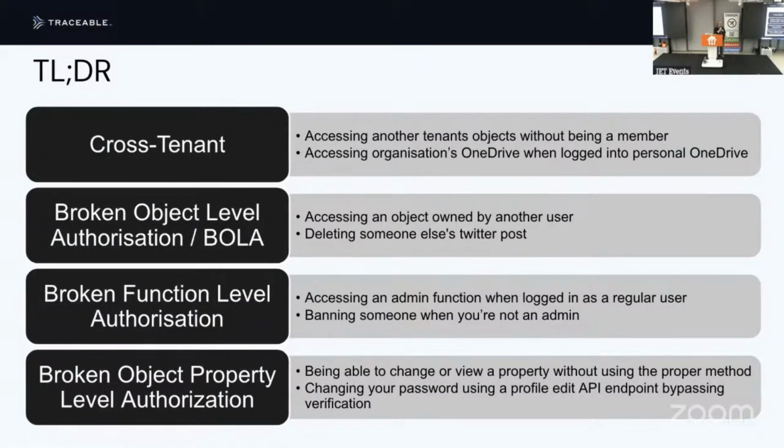So here's my TLDR of all of the access controls. Cross-tenant: accessing another tenant's object without being a member, like accessing a OneDrive of another organization. BOLA: accessing an object owned by another user. Broken function: accessing an admin function. And broken property: being able to change or view a property without the proper method, like bypassing the password reset requiring your previous password. And that's kind of how I hack things.